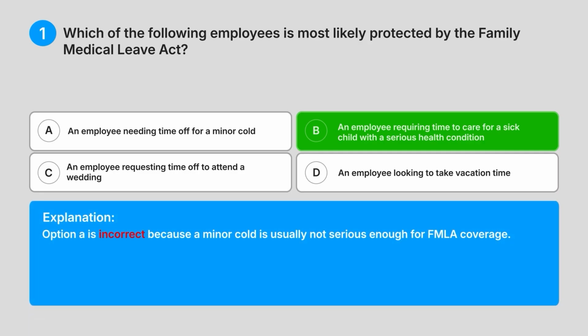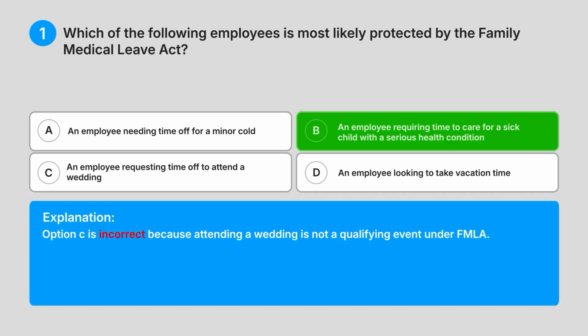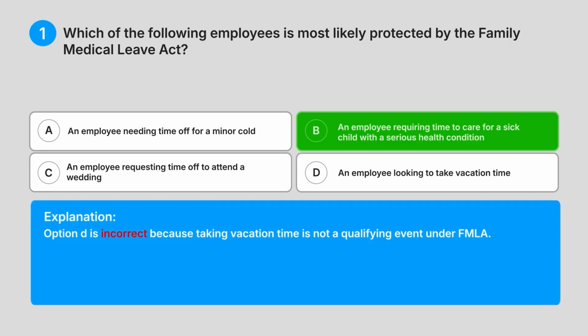Option A is incorrect because a minor cold is usually not serious enough for FMLA coverage. Option C is incorrect because attending a wedding is not a qualifying event under FMLA. Option D is incorrect because taking vacation time is not a qualifying event under FMLA.